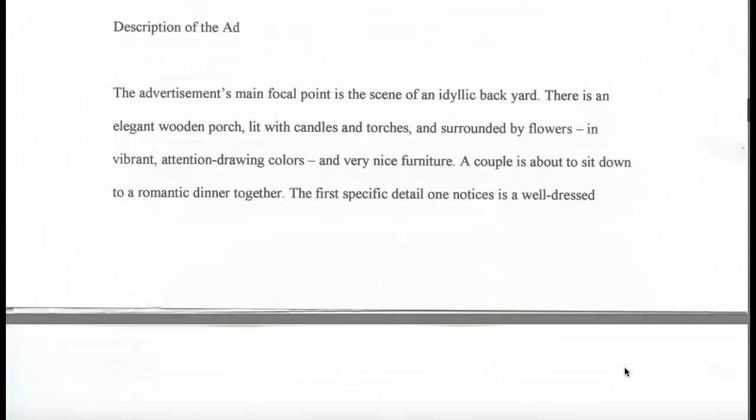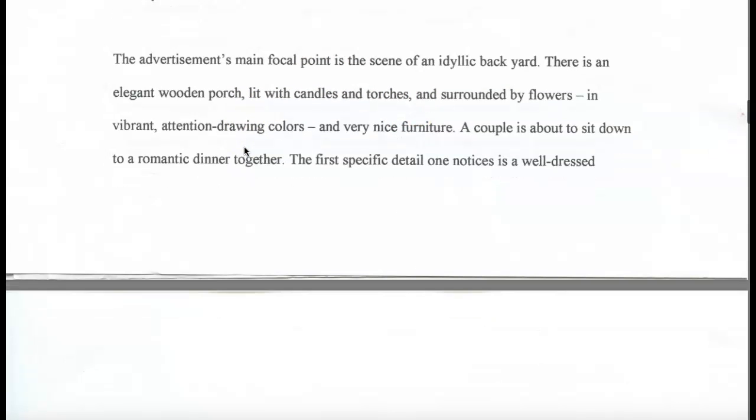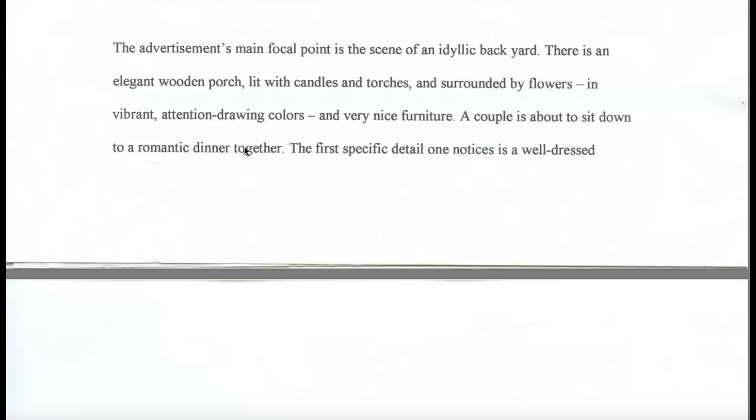Following that, you're going to have a small section heading which says "Description of the Ad." Following that heading, what you need to do is give a thorough, detailed description of what's shown in the advertisement. Start with what's the main thing you see when you first look at it, and then take the reader through it as you view it.